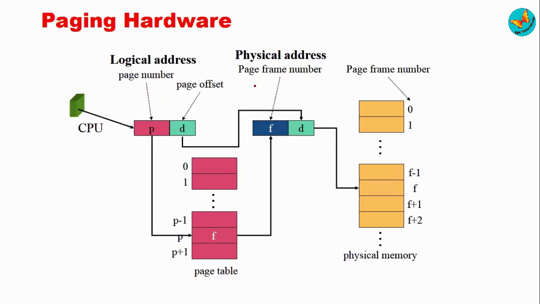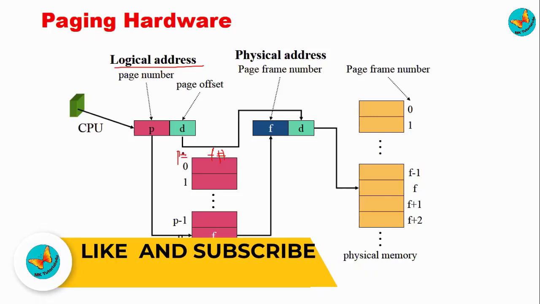Observe here. The CPU generates the logical address, which is nothing but our virtual address. This consists of page number and page offset. Then a page table is maintained. This page table has two columns. The first is the page number and the second is the frame number, which we have already mapped in the earlier diagram. What we actually have to do is convert this logical address into a physical address, isn't it?